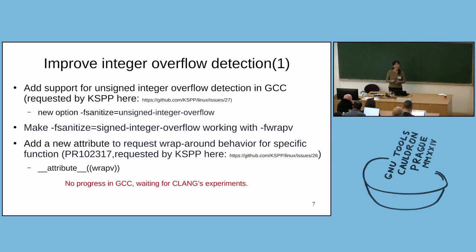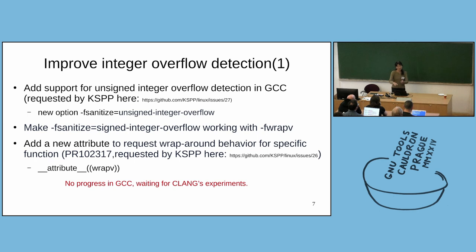So the third item is try to improve the integer overflow detection. Last year, after discussing, we identified three items. The first one is to add a new option, an unsigned integer overflow sanitizer. The second item is to make the signed integer overflow work with the wraparound behavior. And the third item is to add a new attribute for specific functions to control the granularity of the checking.